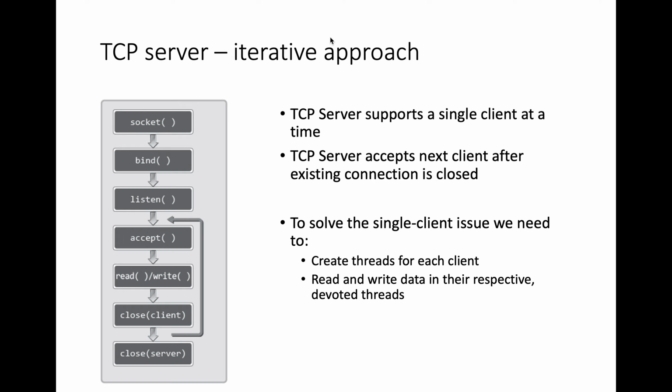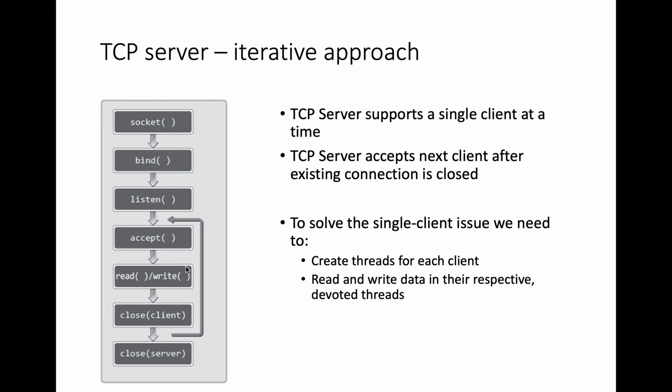This is one way, like I told you, of implementing a TCP server. In the iterative approach, the TCP server accepts the next client after the existing connection is closed. So this is just a property of an iterative approach. And then to solve the single client issue, we need to create threads for each client. What I mean by the single client issue is that only one client can communicate with the server at once.